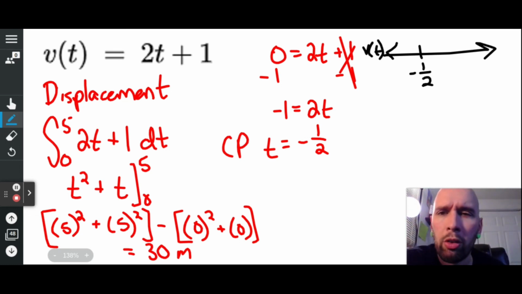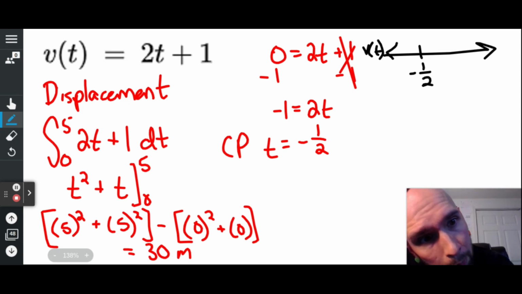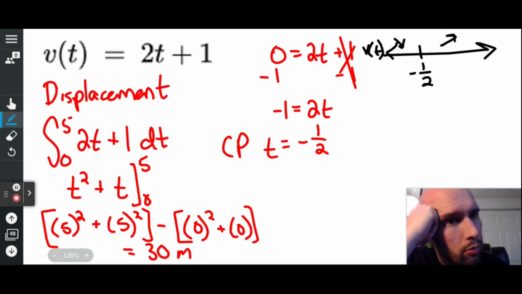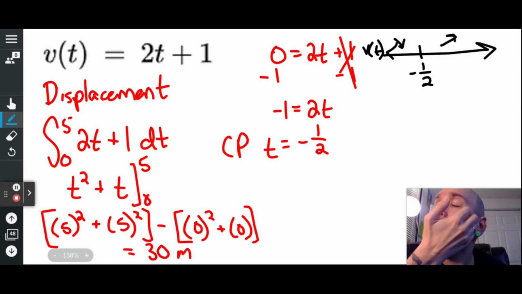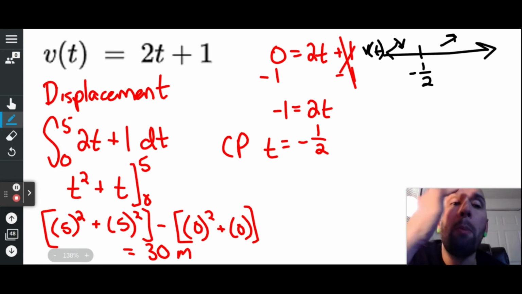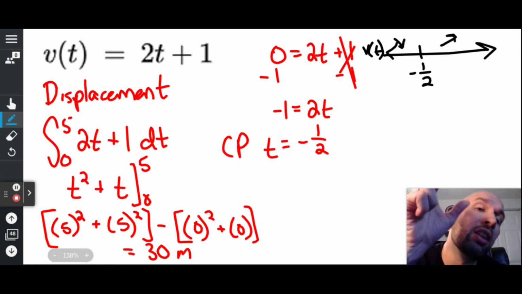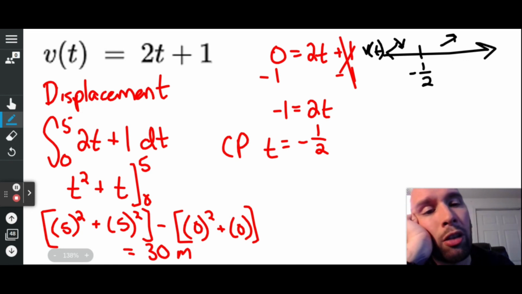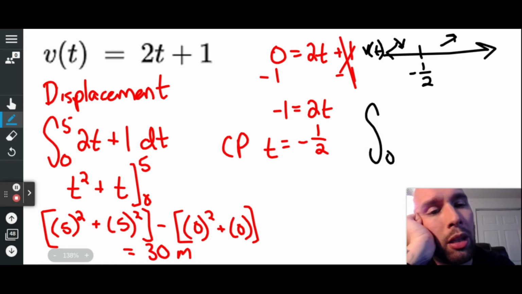If I plug in 0 into the velocity function, I get positive. And if I plug in like negative 10, I get negative. Now, I only care about positive values. So no matter what, this guy's velocity is always positive. So nothing's going to change. If the velocity is always positive, then the integral that we set up is going to be the integral between 0 and 5 of 2t plus 1 dt, which we already did.